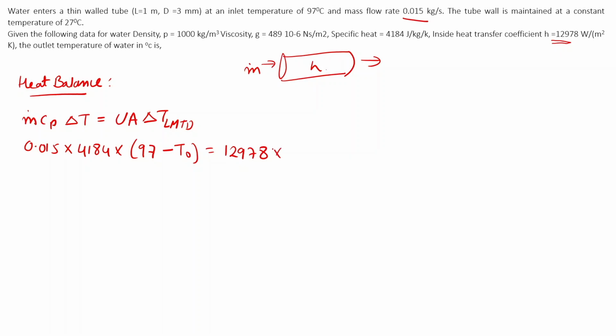The heat exchange will be happening across the surface of this cylinder, so the area will be pi dl. That will be 3.14 into the diameter, which is 3 mm, so we can write it as 0.003 meter. The length is 1 meter. So this will come around 9.42 into 10 raised to minus 3 meters square. This will be used over here.